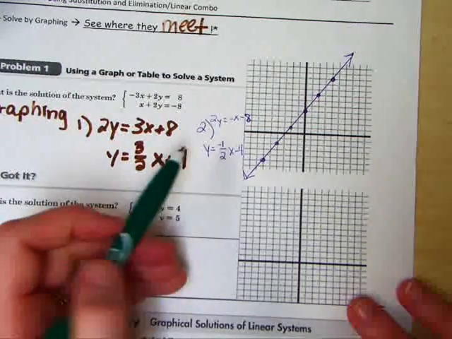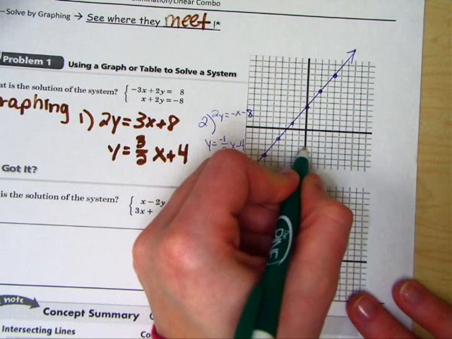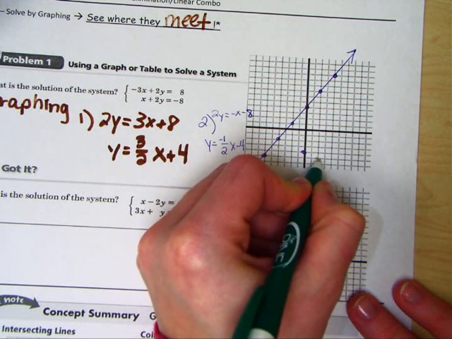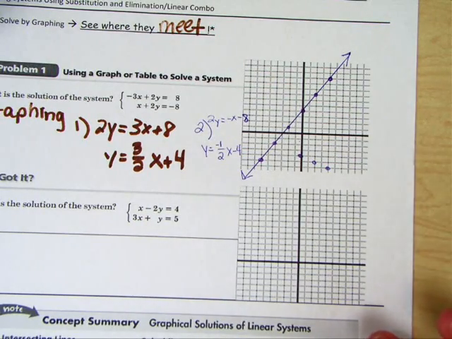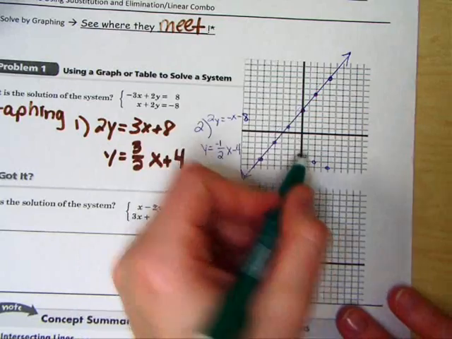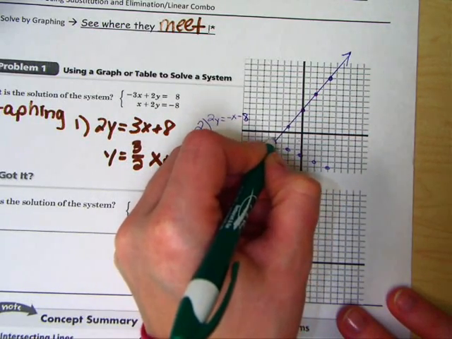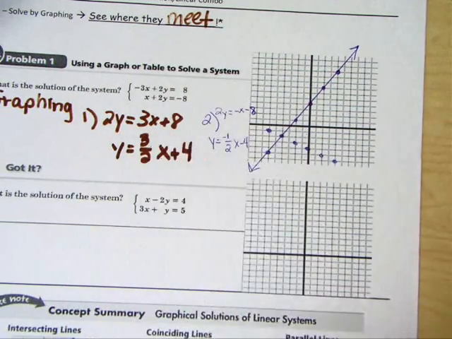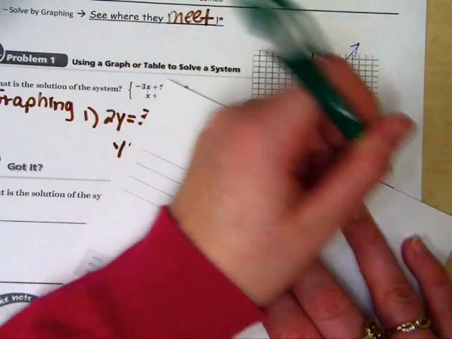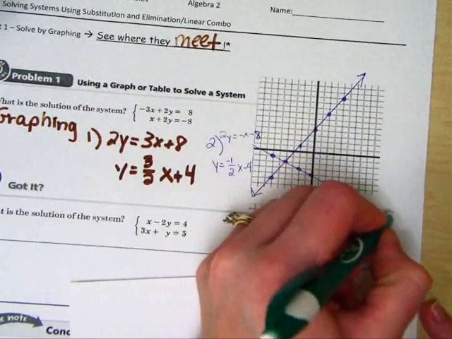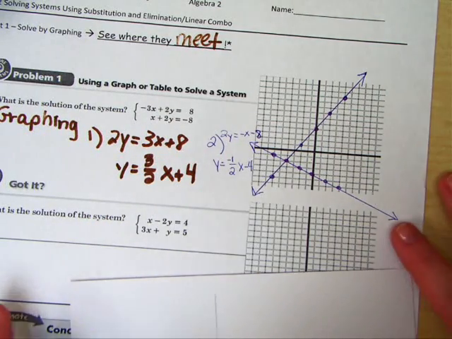Go back to your graph, plot the y-intercept down at negative 4. Then go down 1, right 2, down 1, right 2. Notice how your points that you're plotting are going away from the other line. So on the other hand, go up 1, left 2, up 1, left 2. You can see how the lines meet perfectly at a point. The point that they meet at is the solution to both equations.